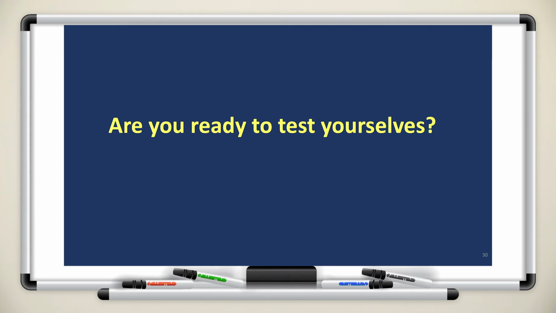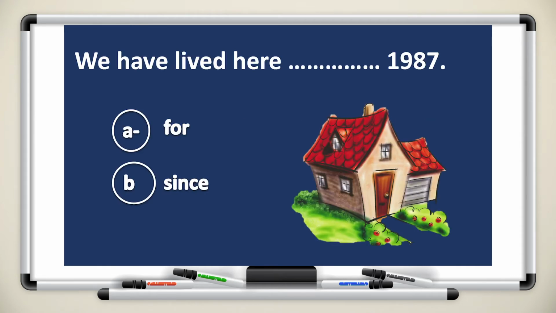Now you know how to use them. Let's see you apply them to an exercise. Look at this example. We have lived here, what? 1987. Look at the word 1987. Is it a specific time or a time period? What do you think?